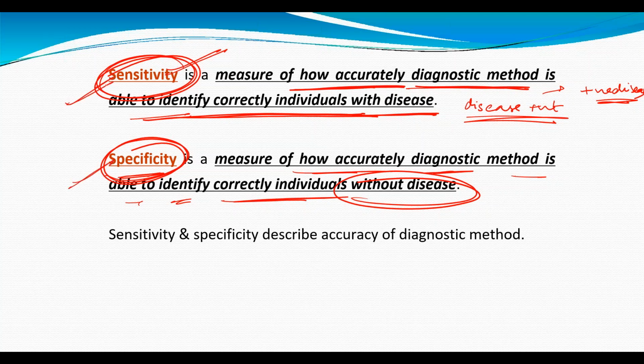Sensitivity is to find out people who actually have the disease, and specificity is to find out people who do not have the disease. So these two criteria are very important when you decide upon a diagnostic tool or a diagnostic method. The efficiency of a diagnostic method is determined by its sensitivity and specificity. A diagnostic method should be able to find out who actually has the disease, and it should be able to find out who actually doesn't have the disease.